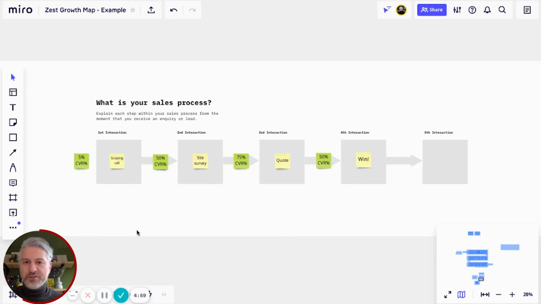So in this case, 225 quotes are then generated. And then from there, we're multiplying by 50% again, which leads us to 112.5, so roughly 112 closed sales. So you can see how we've moved from 600 leads down to 112, 113 there or thereabouts in terms of sales.